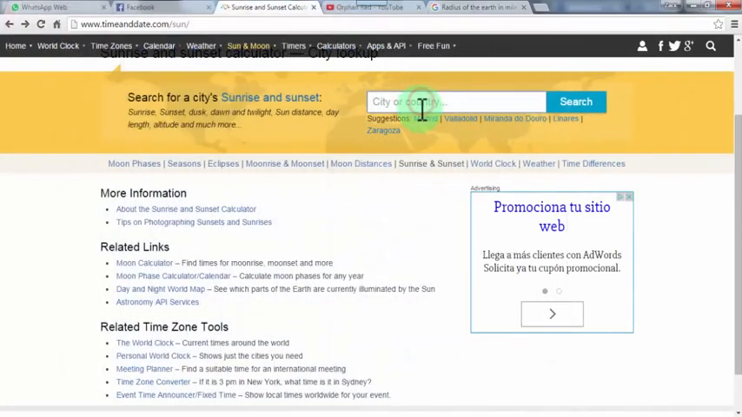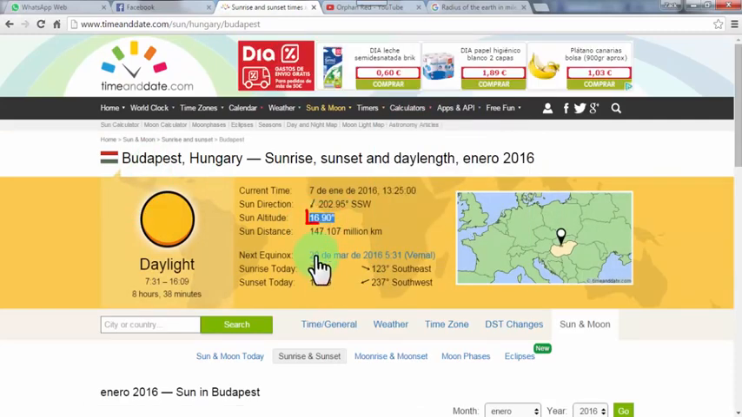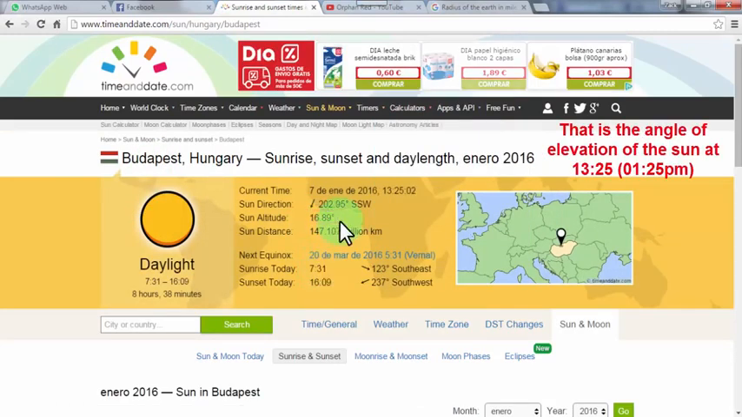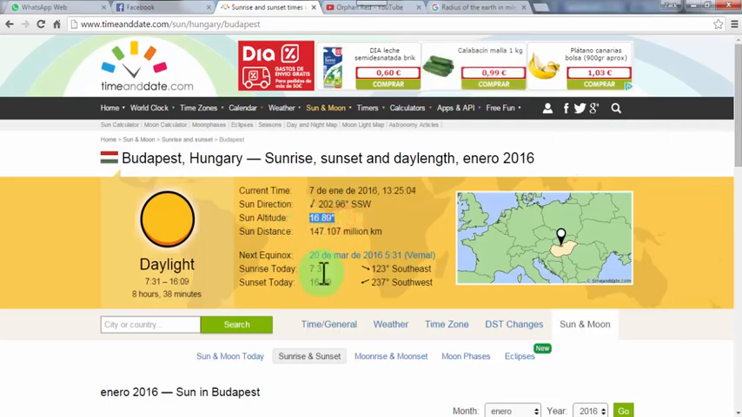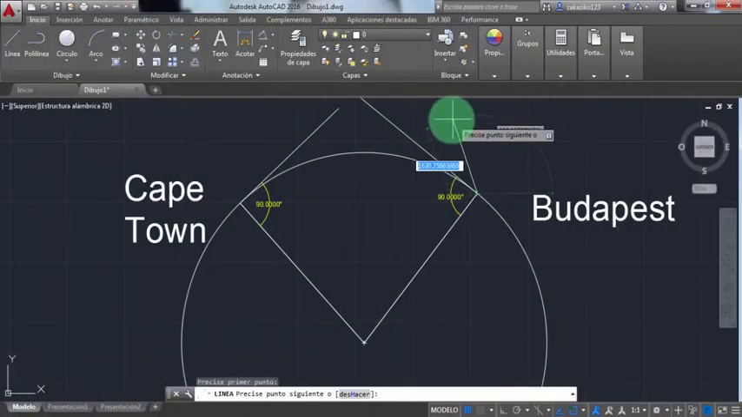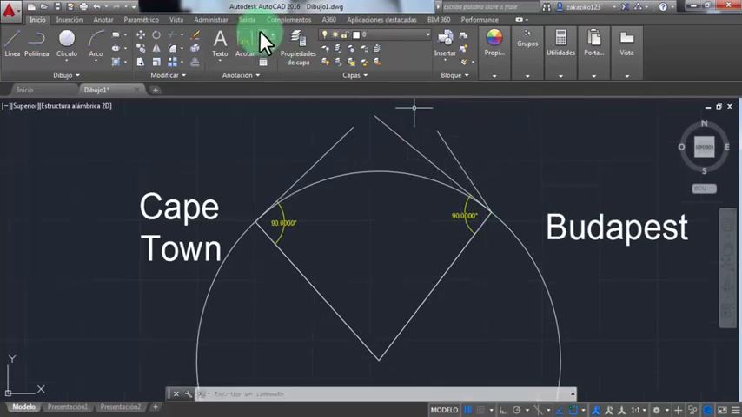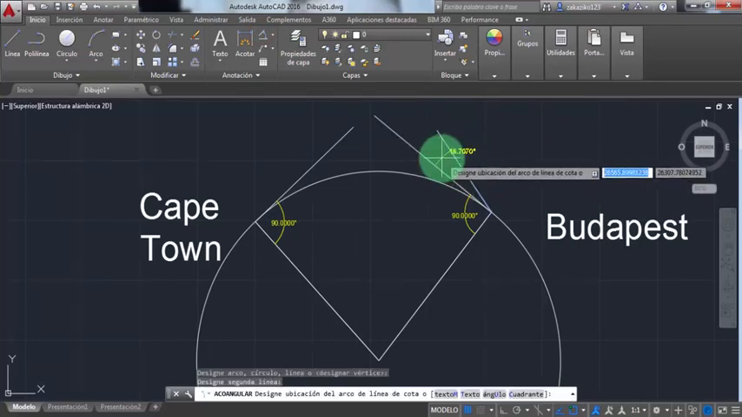Now we are going to use the Time and Date website to get the elevation angle of the sun for the two cities. Now let's start with Budapest, Hungary. It's 16.89 degrees. Let's just say 16 degrees. Now I'm going to draw the angle. There you go. 16 degrees.